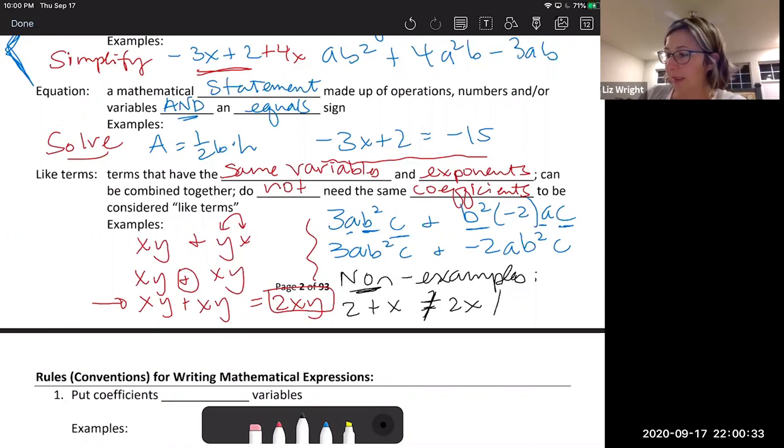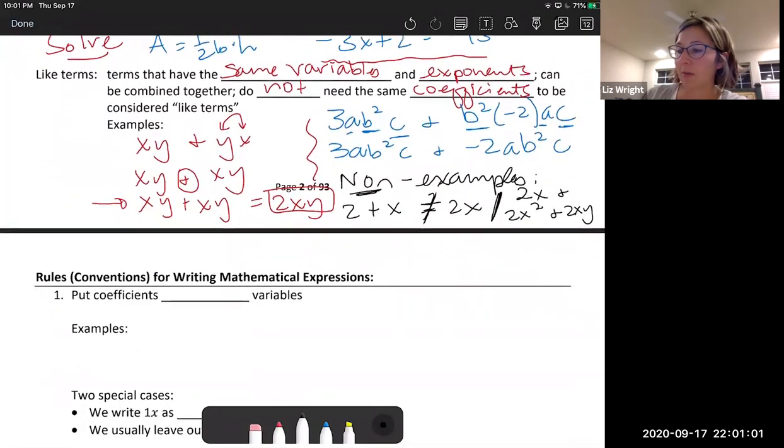Another one that gets confused in here is 2x and 2x squared and 2xy. So looking at all of those, sometimes students look at the 2 and are like, oh, they all have a 2 up front, so I can combine them. You can't because none of them have the same exact variables raised to the same power. So that's why they're not considered like terms.